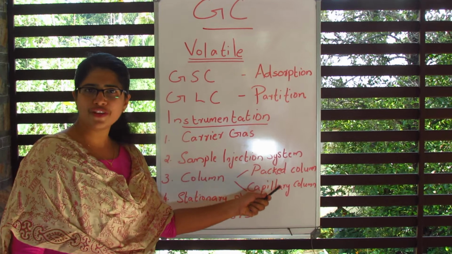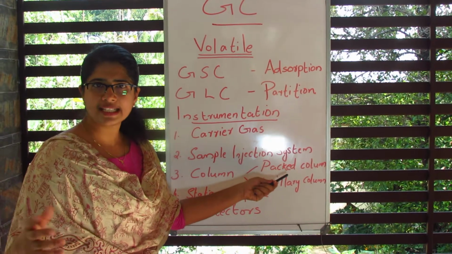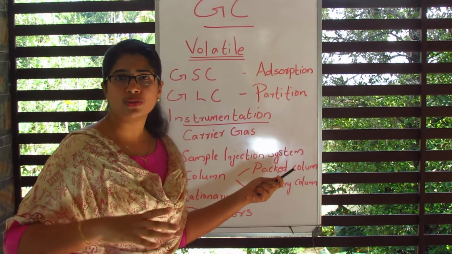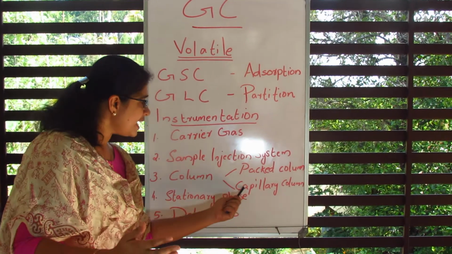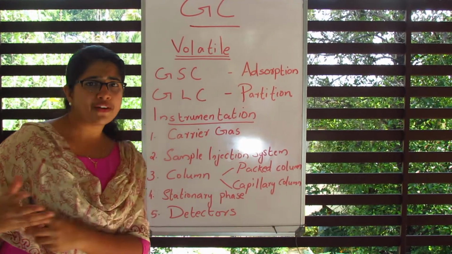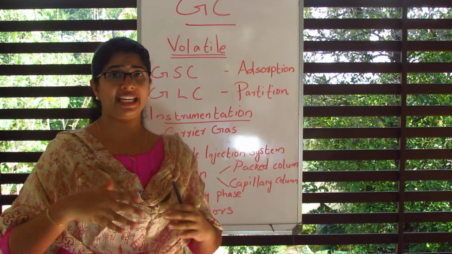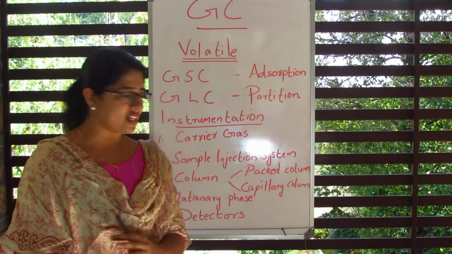The speciality of each one I already mentioned. Packed column is made up of stainless steel, nickel, etc. Inner diameter may vary from 1.6 to 9.5 millimeter and the length is 3 meter. Here the capillary column is actually fabricated from the capillary tube. At the same time, the inner surface of this capillary column is covered by liquid stationary phase.